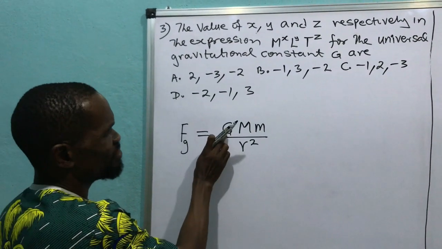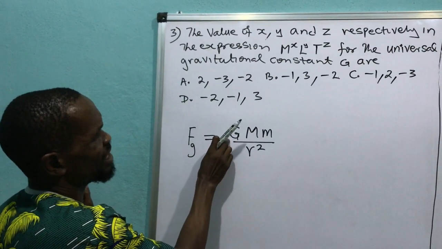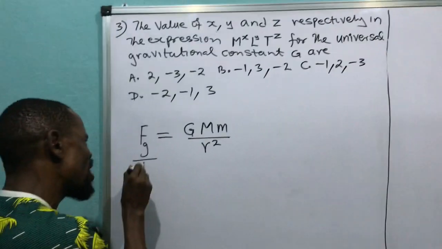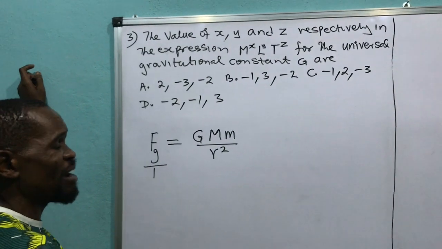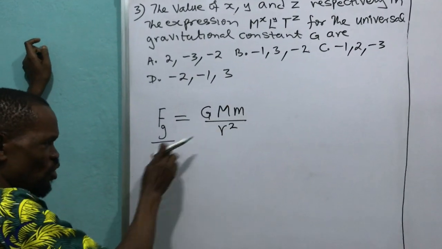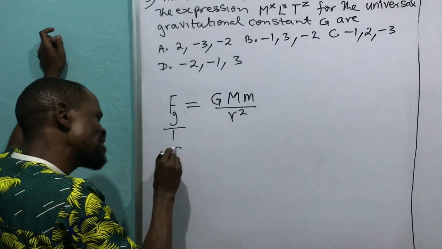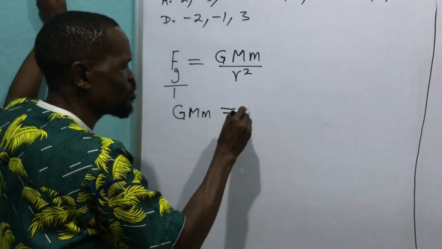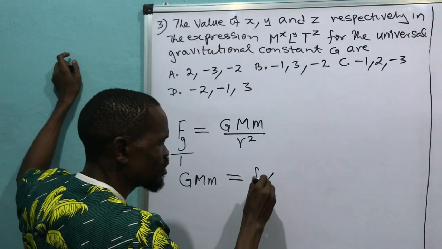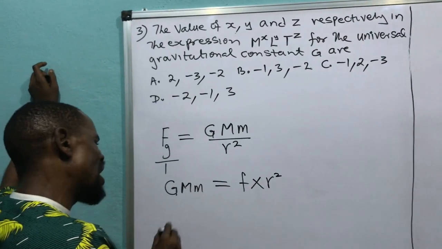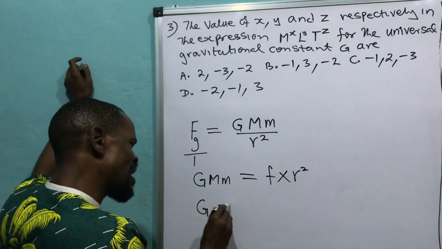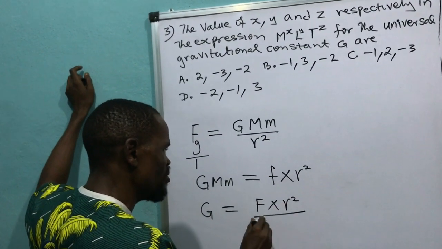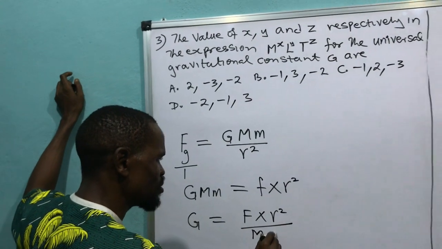Then making the universal gravitational constant subject of the formula, I will have that this is over 1. You remember, anything divided by 1 is that thing. Cross multiplication: I will have that G times capital M times small m is equal to F times R squared. And making G subject of the formula, I will have F times R squared all over capital M and small m.